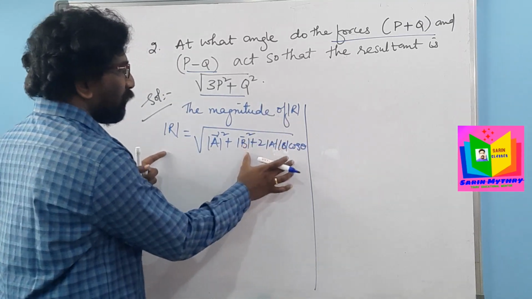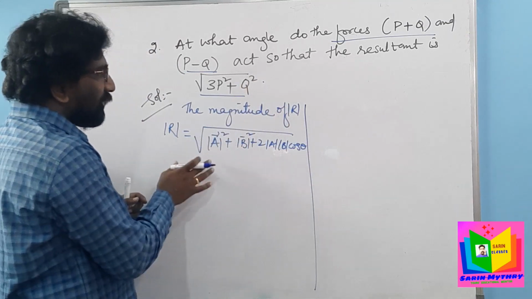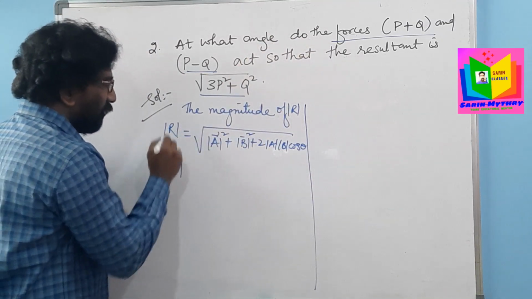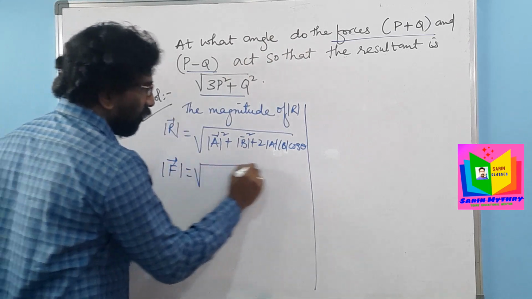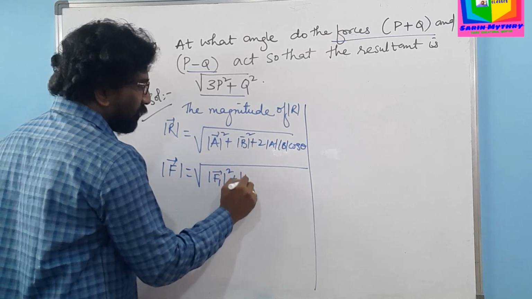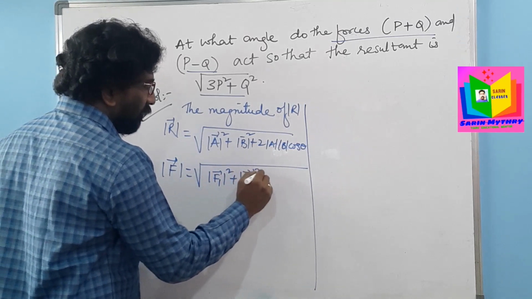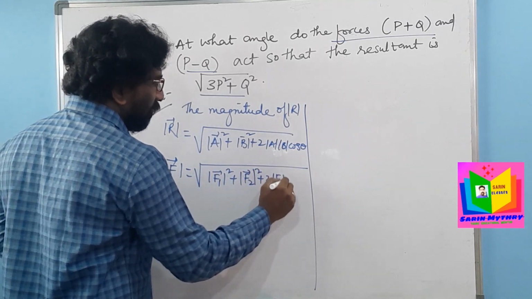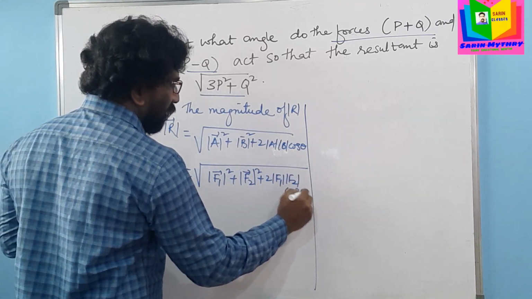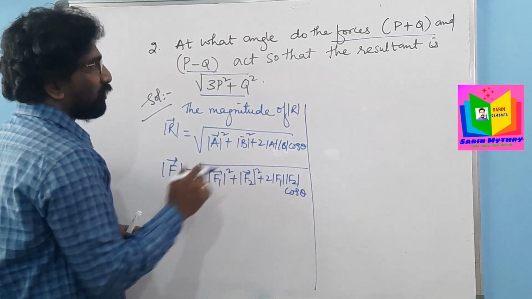I am trying to write this in terms of force. Let the resultant force be F here. Vector F is equal to under root of vector F1 whole square plus F2 whole square plus 2 F1 F2 cos theta. So this will be our formula for solving this problem.